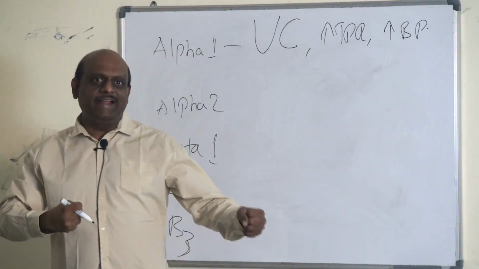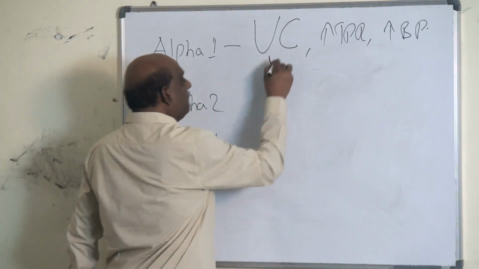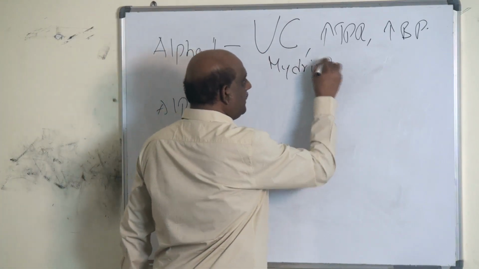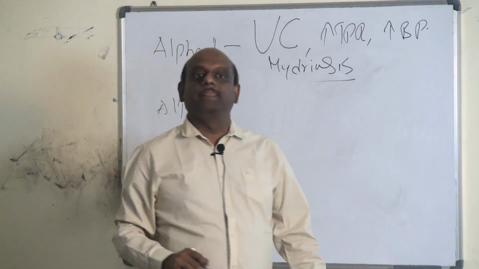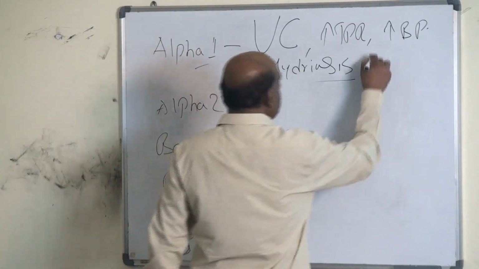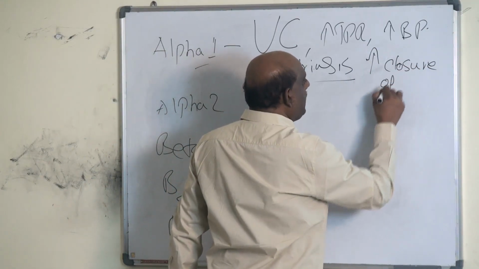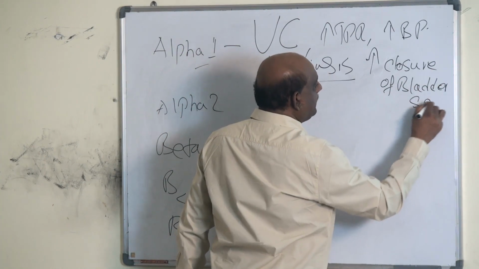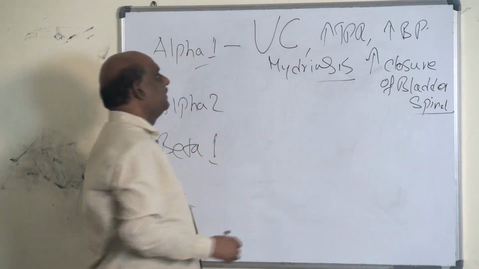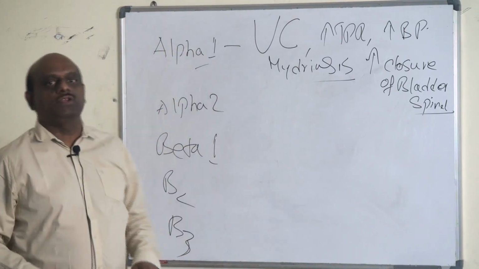And when you are angry and you have high blood pressure, what happens to your pupils? They dilate. So mydriasis is caused by alpha 1, and there is an increased closure of the bladder sphincter. So these are the important effects of alpha 1 that you need to remember.